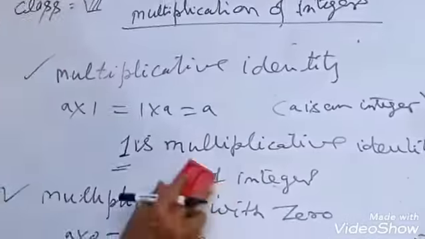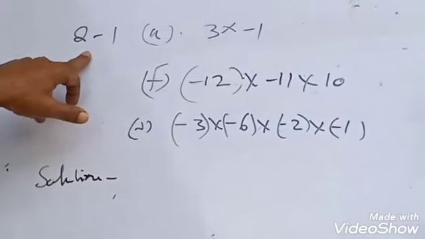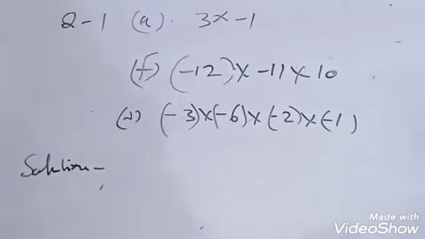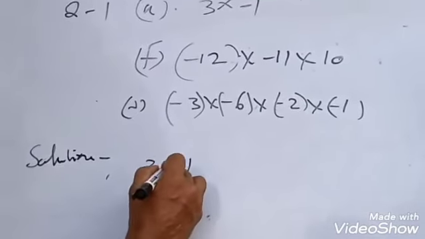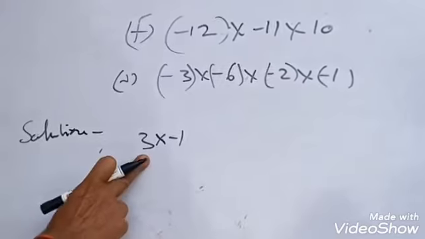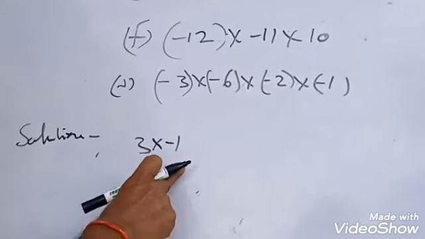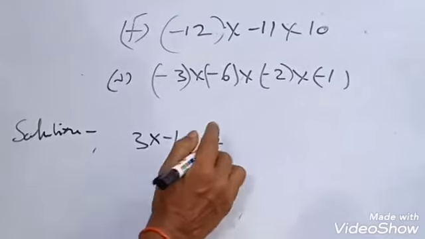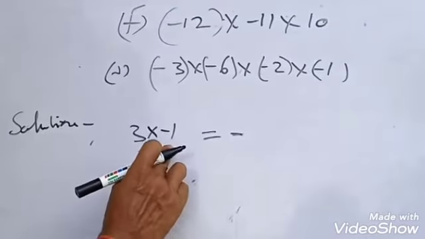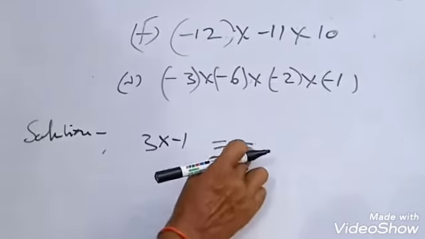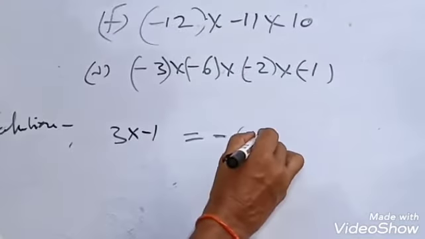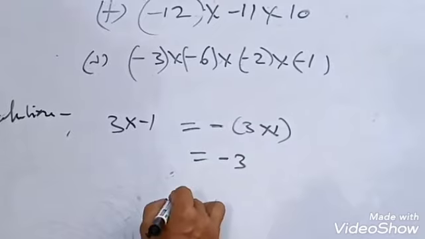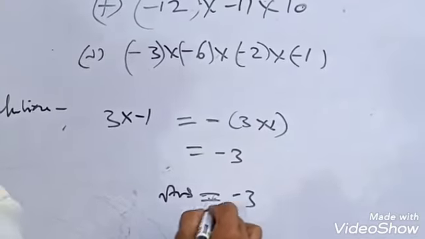Now question 1, A is 3 into minus 1. We know that a positive integer, when multiplied by any negative integer, gives a product sign of minus. One is plus and the second is minus. When multiplied, the product will be minus, and the product is 3 into 1. This is equal to minus 3. The answer is minus 3.